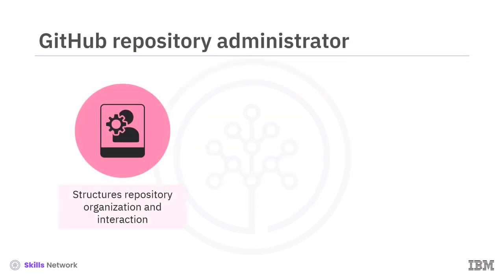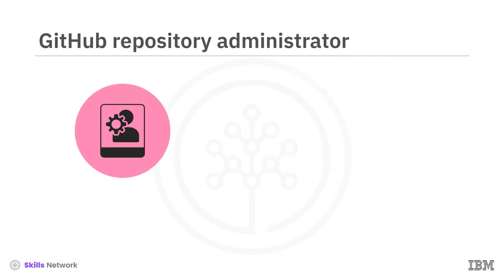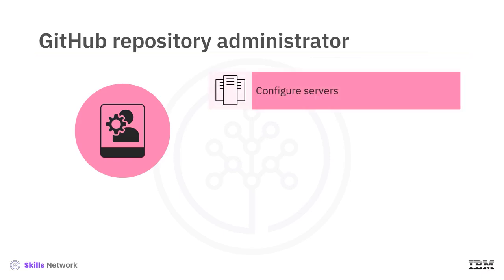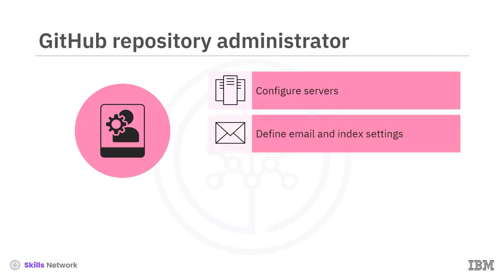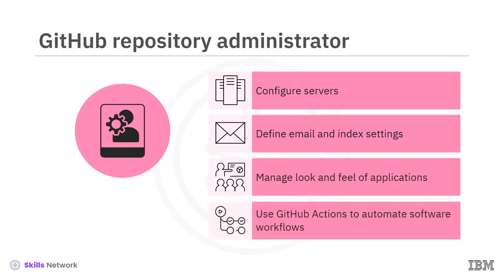The repository administrator structures how the repository is organized and how users interact with the repository. They also manage communities, asset types, relationships, categories, and attributes. A repository administrator sets up and maintains access to the repository for developers. They also configure the servers needed for accessing the web services and documentation, define email and index settings, and manage the look and feel of the application. Repository admins can use GitHub Actions to automate software workflows, including continuous integration and continuous delivery, or CI/CD.